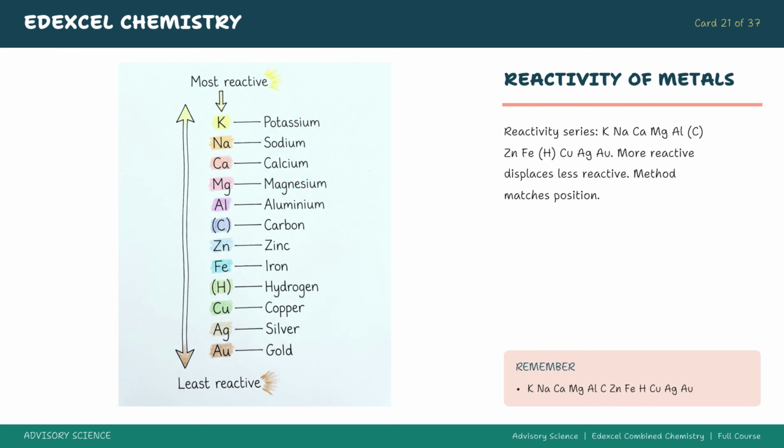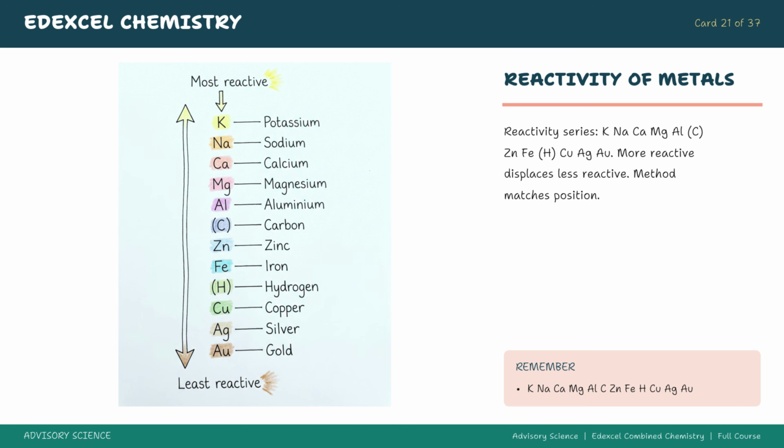Reactivity of metals. Metals react by losing electrons. That's oxidation. The reactivity series ranks from most reactive to least. Potassium, sodium, calcium, magnesium, aluminium, carbon, zinc, iron, hydrogen, copper, silver, gold. Silver and gold are very unreactive, which is why we like to use them for jewellery. A more reactive metal will displace a less reactive one from its compound.